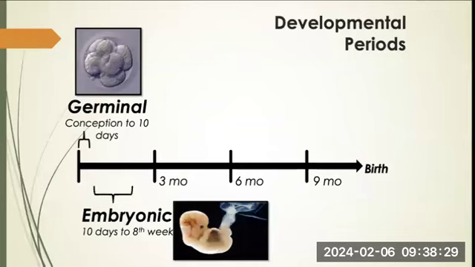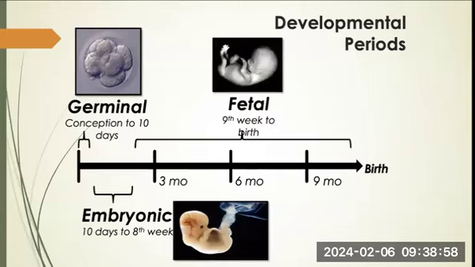Then you have the embryonic period. This is a very critical period, 10 days to the 8th week. Unfortunately, it's like 2 months, and many people aren't even aware they're pregnant at this point, right? Usually a woman figures it out because she misses a menstrual cycle. So that could be 6 to 8 weeks. So this embryonic period doesn't last very long, but it's when most of the major structures start to form, the organic structures. And then you have the fetal period, which is 9th week to birth.